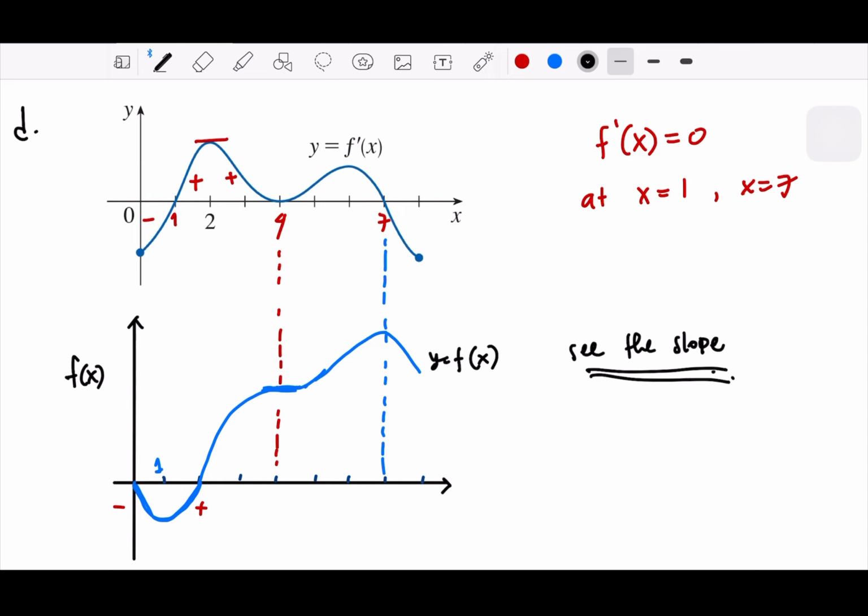And the meaning is, you need to remember what's the meaning behind f prime and f double prime, okay? And when the curve has a local max, local min, when it's increasing, decreasing, and when the slope is 0, what's the meaning of that?